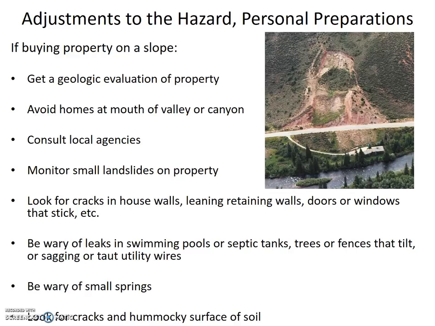Personally, we can also protect ourselves from the landslide hazard. There are the basic doomsday preparations like have an emergency kit and a plan of what to do, but you also have the power to avoid this hazard to a certain extent. If buying property on a slope, you can get a geologic evaluation of property. Avoid homes at mouths of valleys or canyons where there are often tongue-shaped deposits.